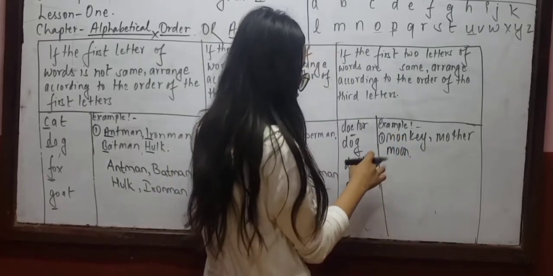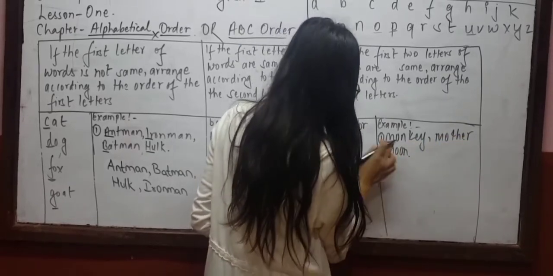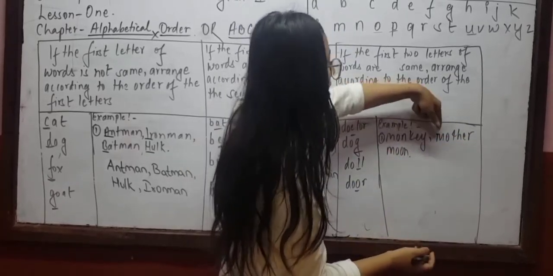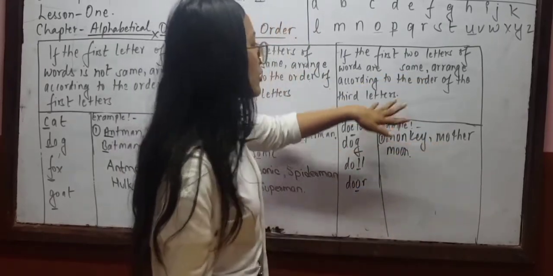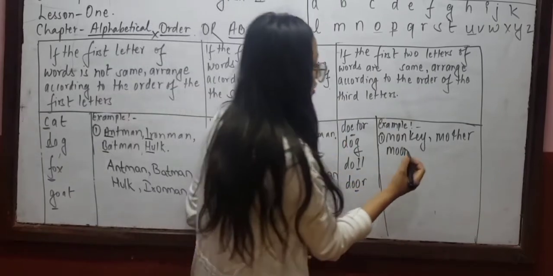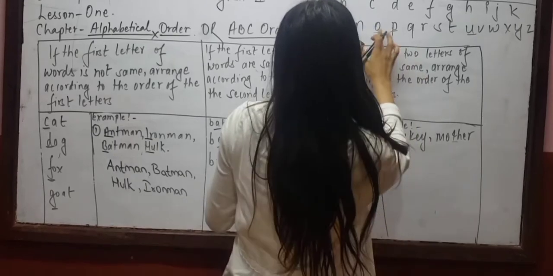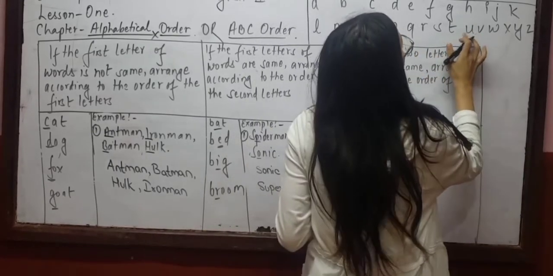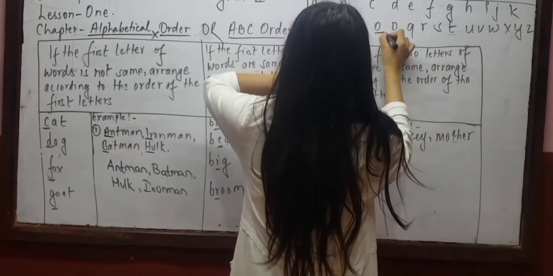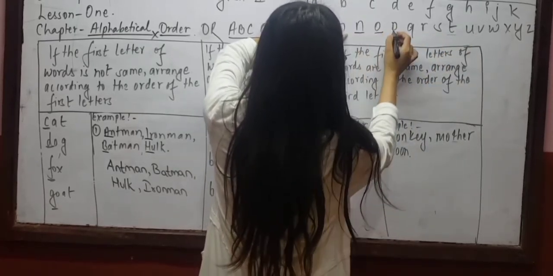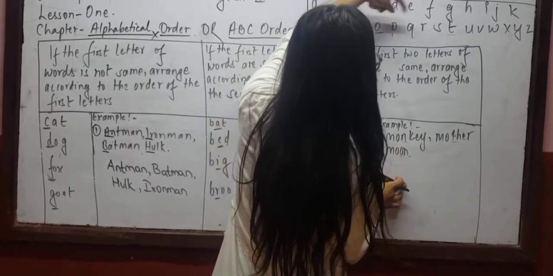Now we are going to do some examples. Here you can see monkey, mother and moon. You can see here the first and the second letters of each word are the same. That is M, O, M, O, M, O. Now we are going to look at the third letter of each word. You can see here N, T and O. Now you can see here which comes first, N, O or T.